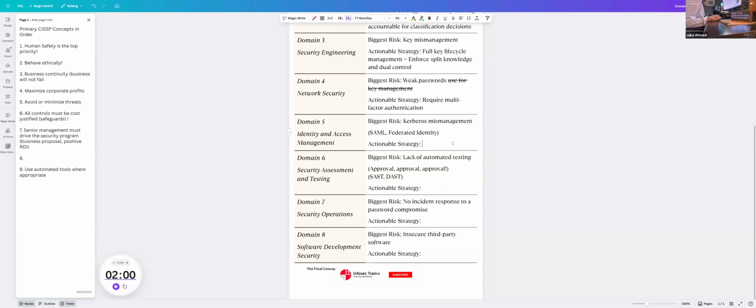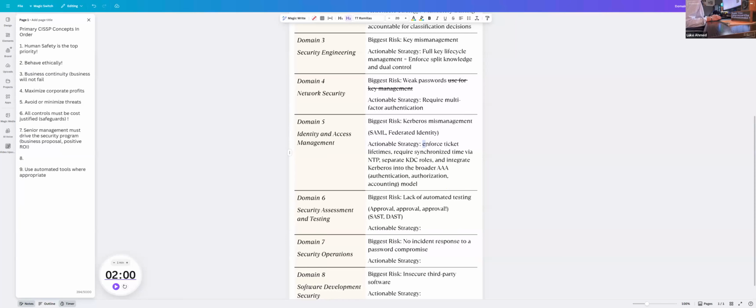Anything else, or can I move to actionable strategies for domain 5? Yeah, go ahead. Actionable strategy for domain 5. Since we just talked about Kerberos, let's keep focus on how we can prevent Kerberos compromise. That would be to enforce ticket lifetime so they're not floating in the ether for an unlimited amount of time, because somebody might intercept that ticket or there might be a man in the middle within your organization. Which also ties back to zero trust, right?